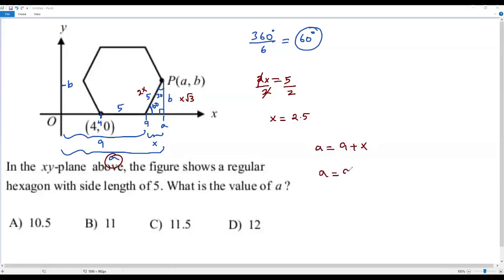Now we can plug in the value of x, that is 2.5, for x over here. Then we get A is equal to 9 plus 2.5. I am getting 11.5. So I got the value of A. The value of A is 11.5. We find this 11.5 in answer choice C. The correct answer choice for this question is C.